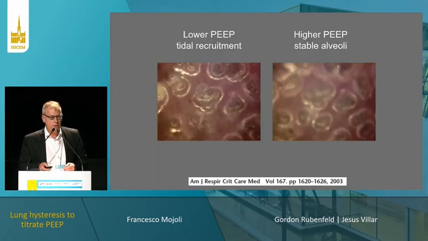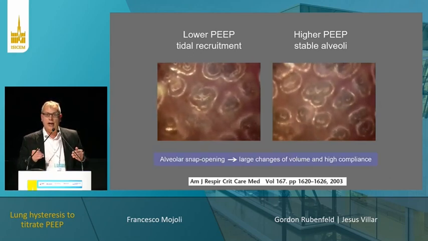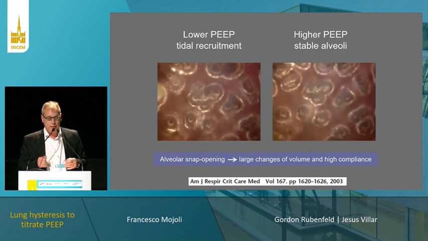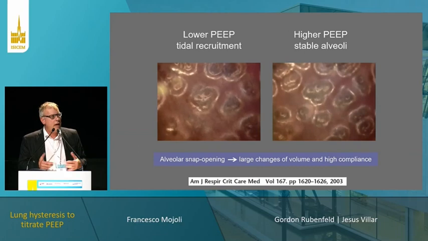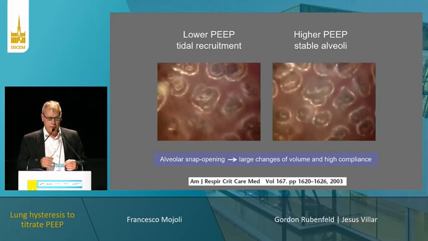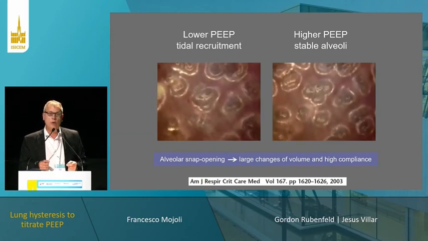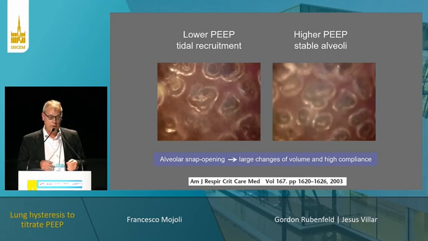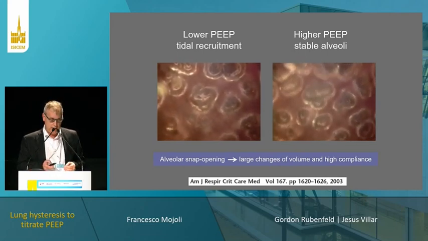This is because the snap opening of collapsed alveoli generates larger volume, and then we measure a higher compliance compared to what happens when you set a PEEP that is able to avoid tidal recruitment and opening and closing. So, a PEEP able to stabilize the alveoli.